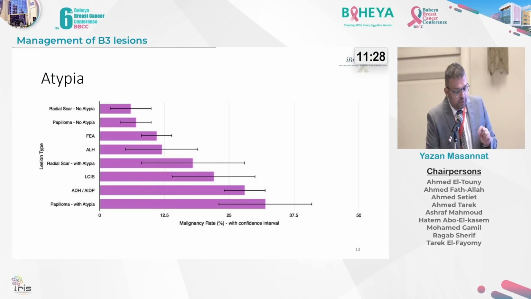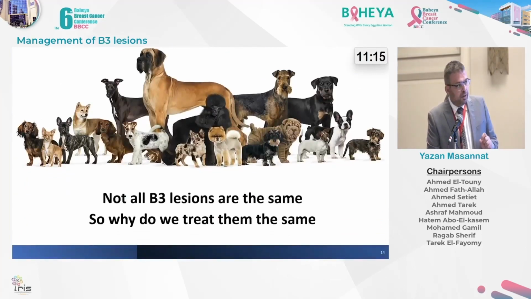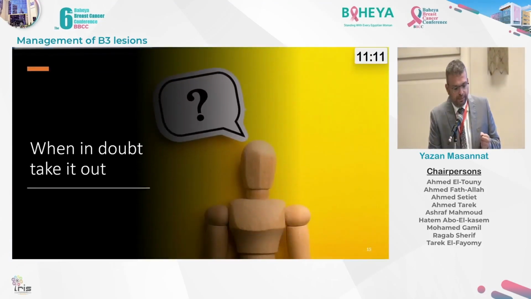But papillomas with atypia have a chance of DCIS or cancer of about 30%, about 1 in 3. It's not a small chance. It's even higher than ADH or AIEDP. So not all B3 lesions are the same. So why are we treating all of them the same?